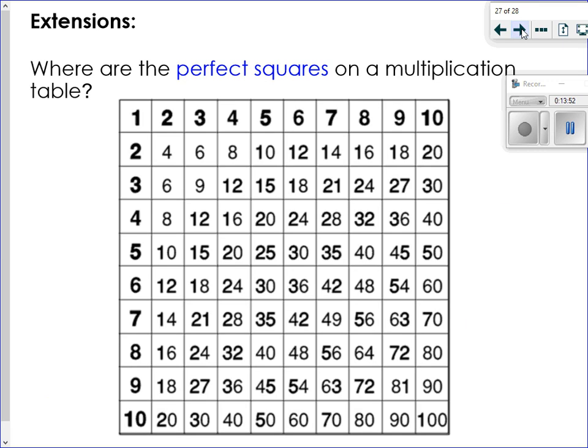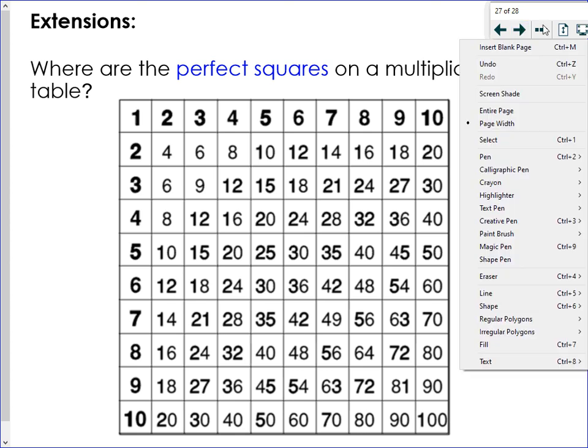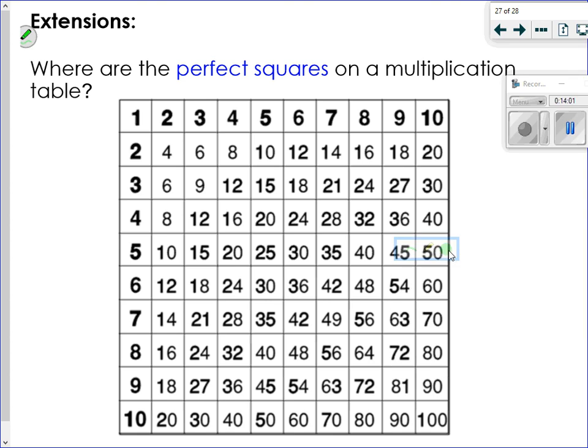Let's have a look and find all of the perfect squares on a multiplication table. Okay, well, the first perfect square would be 1 times 1. That is not on this table. So we'll go to the next one, which would be 2 times 2. Well, that's 4. And 3 times 3, well, that's 9. And 4 times 4 is 16. And 5 times 5 is 25. And 6 times 6 is 36.